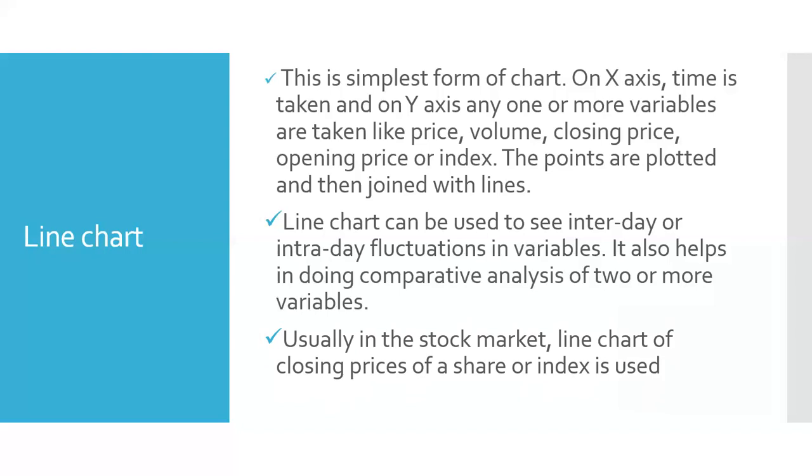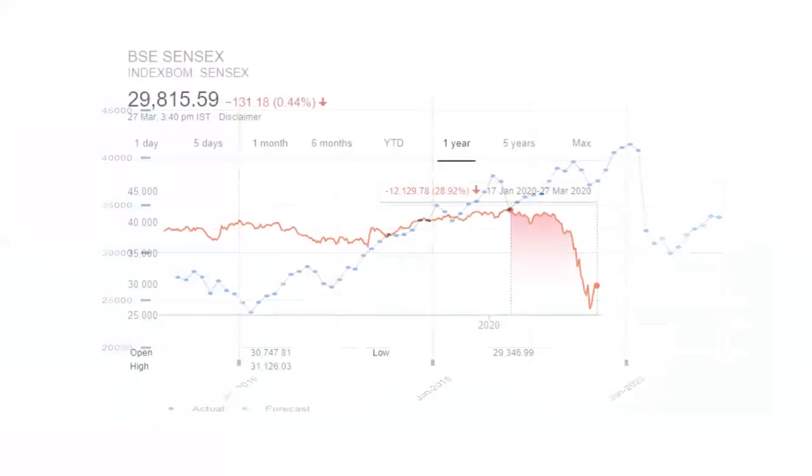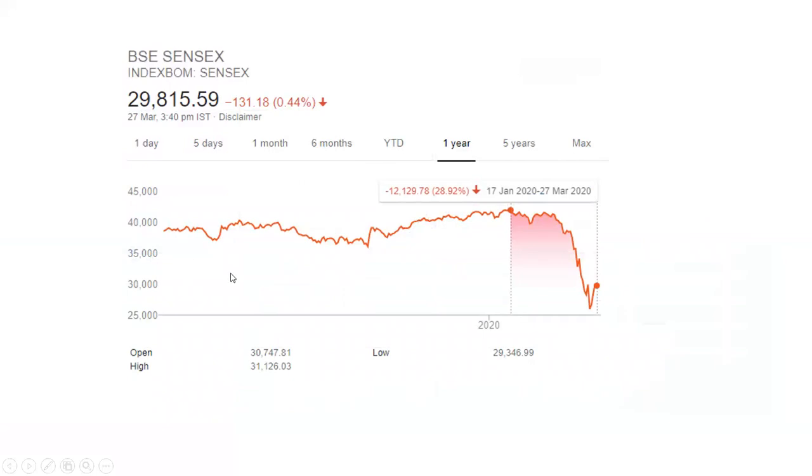We can see some line charts. See, this is the line chart for Sensex. This is the latest one from 17 January 2020 to 27th March 2020. This line chart is depicting the change in Sensex. There was a huge fall in Sensex during this period due to COVID-19. This is depicted by the line chart, right?